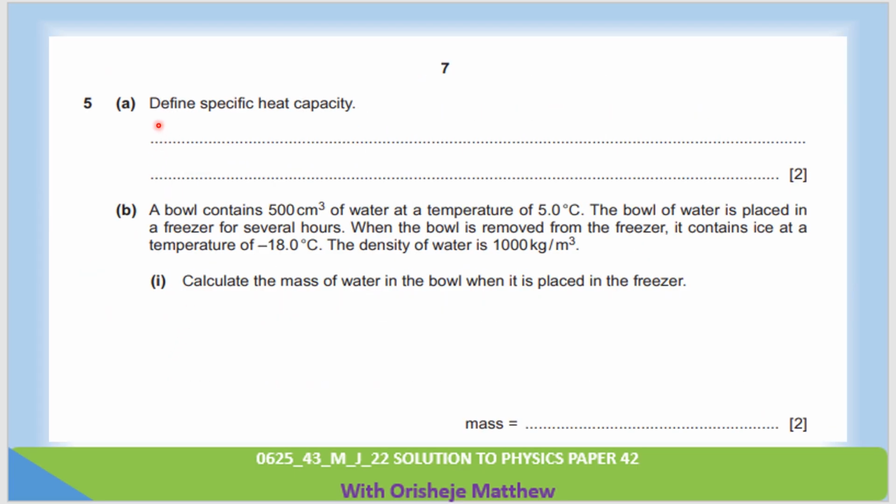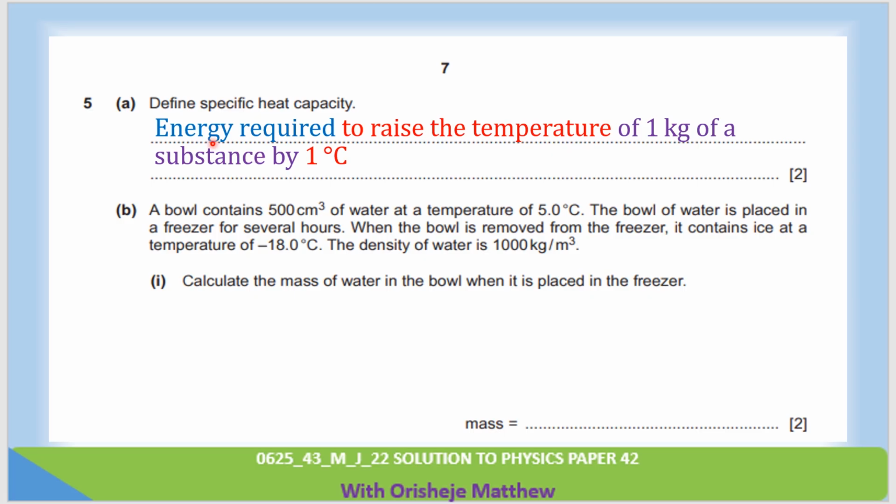Then question 5 had to do with heat capacity, thermal physics, okay. Define specific heat capacity. Simple. This is the energy required to raise the temperature of 1 kg of a substance by 1 degree Celsius. It's as easy as that.